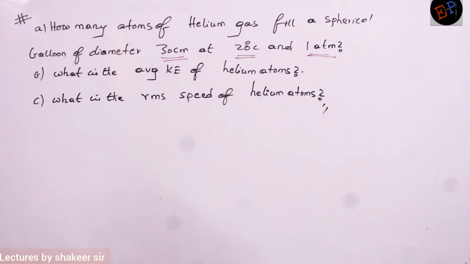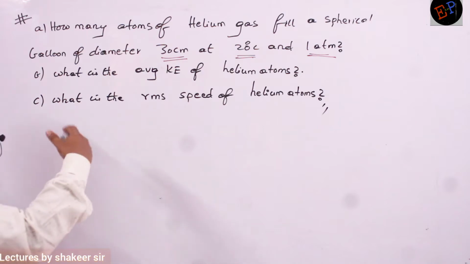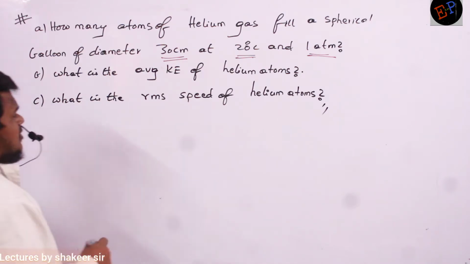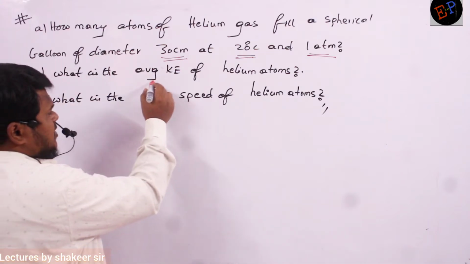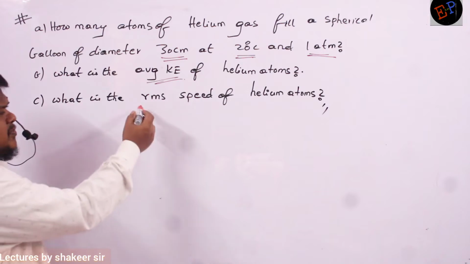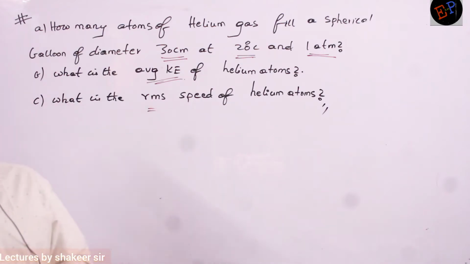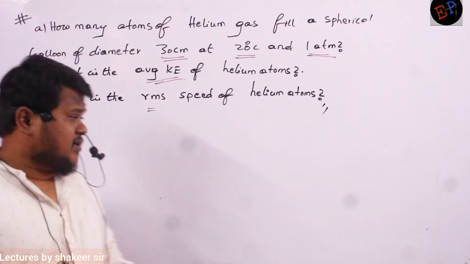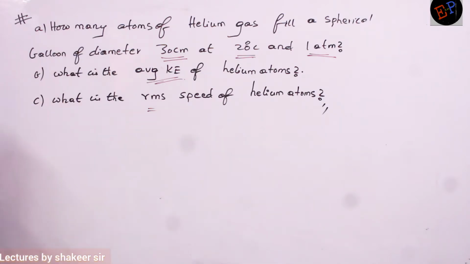Okay. First question: how many atoms of helium gas are present in this container, that I want to calculate. Second question is, what is the average kinetic energy of the atoms? And the third question is, the RMS speed of these helium atoms also I have to calculate. Are you able to understand? So let us see how we can proceed in this problem.